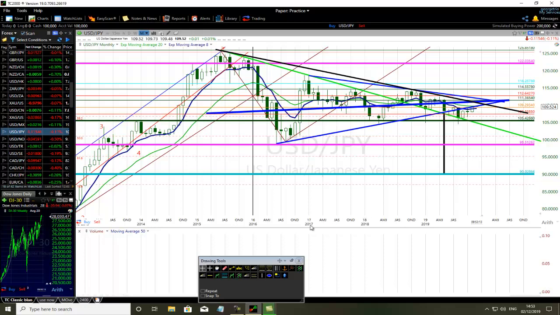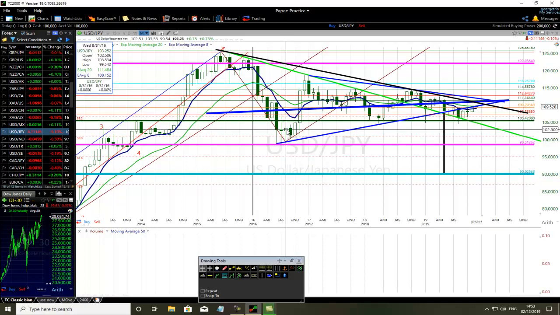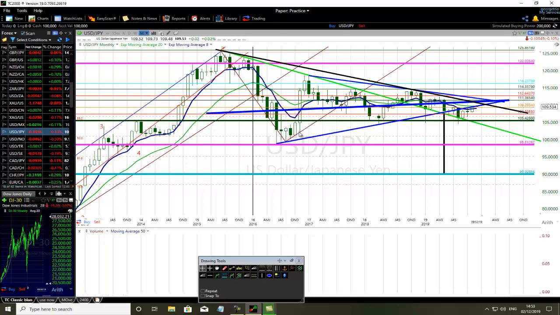The next thing that I want you to do is to connect the low of August 2016 to the low of March 2018, and that will allow you to draw this blue trend line. So we now have a triangle. You see a blue triangle on the monthly chart.